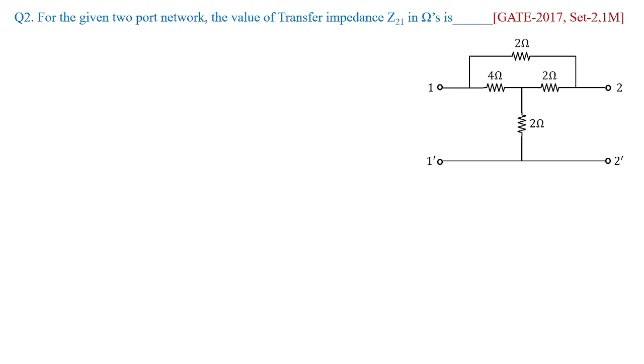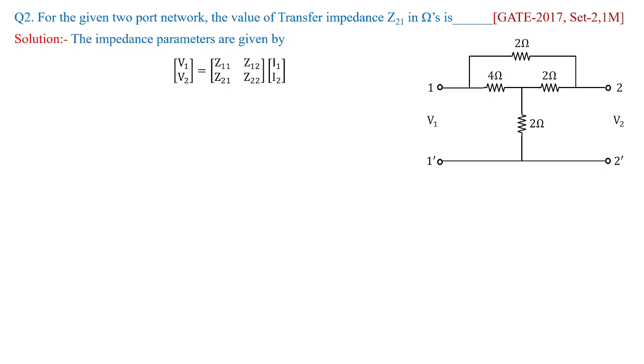Let us go with the next example, which was asked in GATE 2017 for 1 mark. So here we need to obtain the transfer impedance Z21, that is also in ohms, and it is not a multiple choice question, it's a direct fill in the blank, which was asked for 1 mark. Anyhow, the impedance parameters, as we have seen from our previous problem, are nothing but V1 V2 in terms of I1 I2, and this is the impedance matrix.